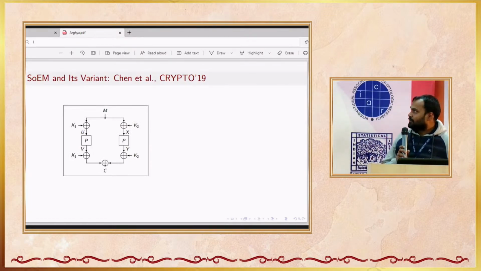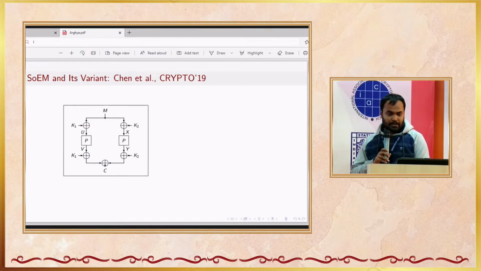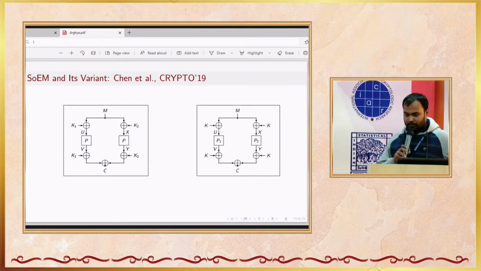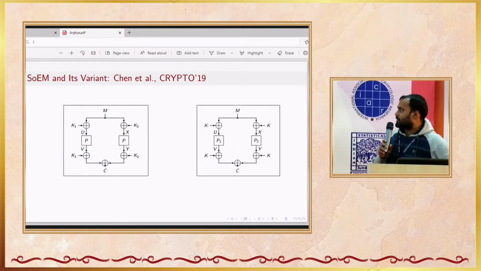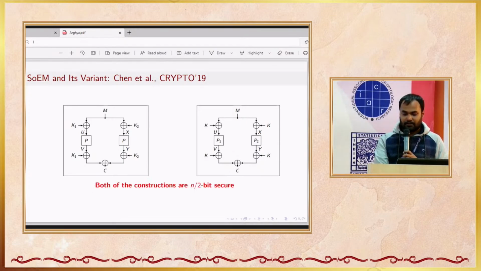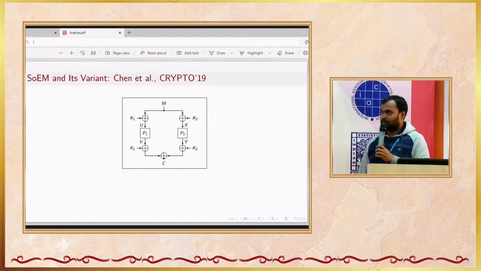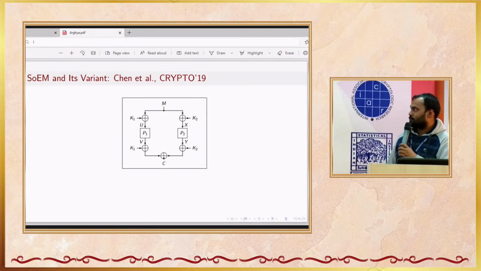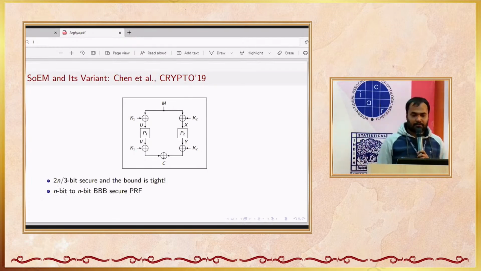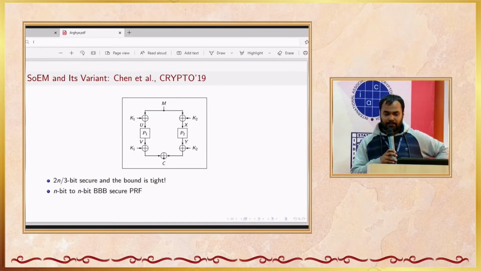So in Crypto 19, Chen et al. proposed three variants of some of Mansour ciphers. In one case they used one single permutation and two independently sampled keys, and in the other case they used two different permutations and the same secret key, and they proved in both cases that the security they obtained is the birthday bound security, that is n by 2 bit security. And in the third variant, they used two different permutations and two independently sampled secret keys, which helped them obtain beyond birthday bound security, that is 2n by 3 bit security to be precise, and they also proved that to be tight.